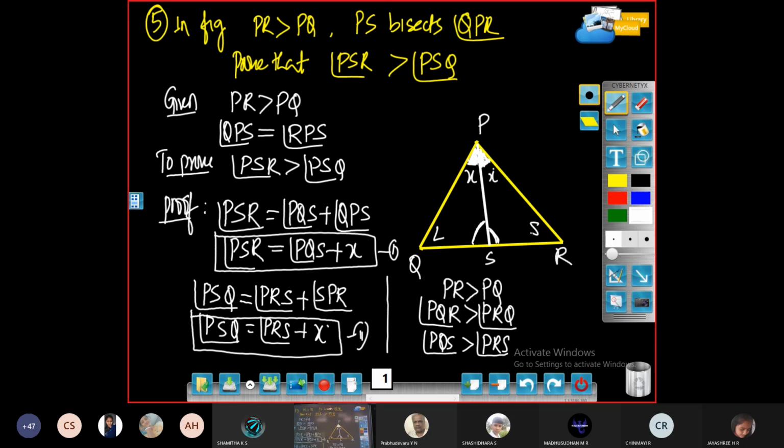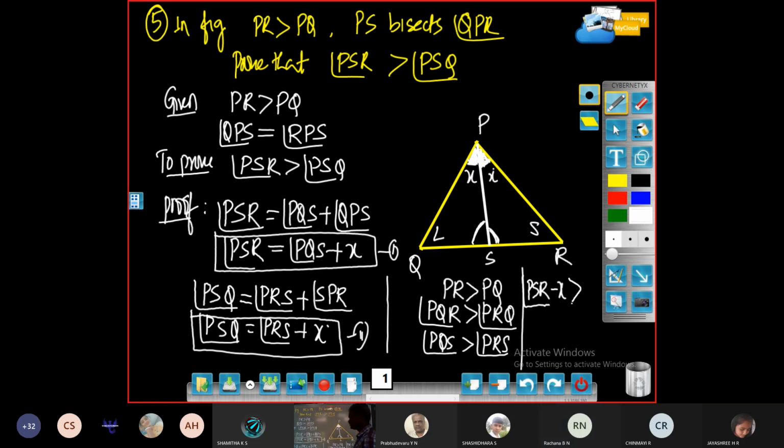Now, in place of PQS, what can you write here? See here, PQS in the first equation is on the right hand side. Transfer X to the left hand side. In place of PQS, you can write it as PSR minus X. Then this greater than symbol you write as it is.